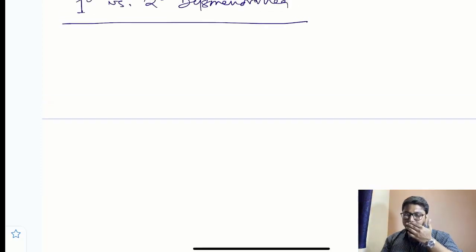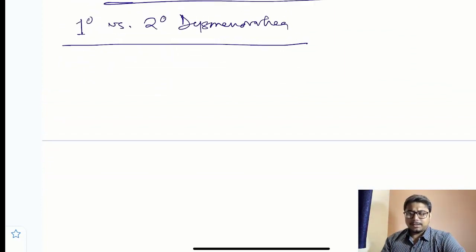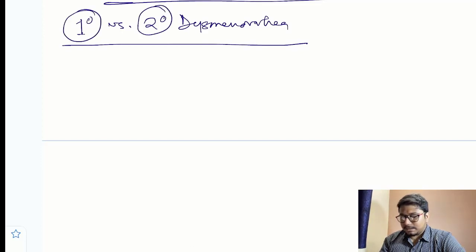Okay, there was one more question, which was not related, but I thought I would discuss it now and not with endometriosis. Primary versus secondary dysmenorrhea. Primary dysmenorrhea is when a woman has painful periods from the beginning of her menarche, and secondary dysmenorrhea is when it develops later in life. The question I read from different sources was on primary versus secondary dysmenorrhea.